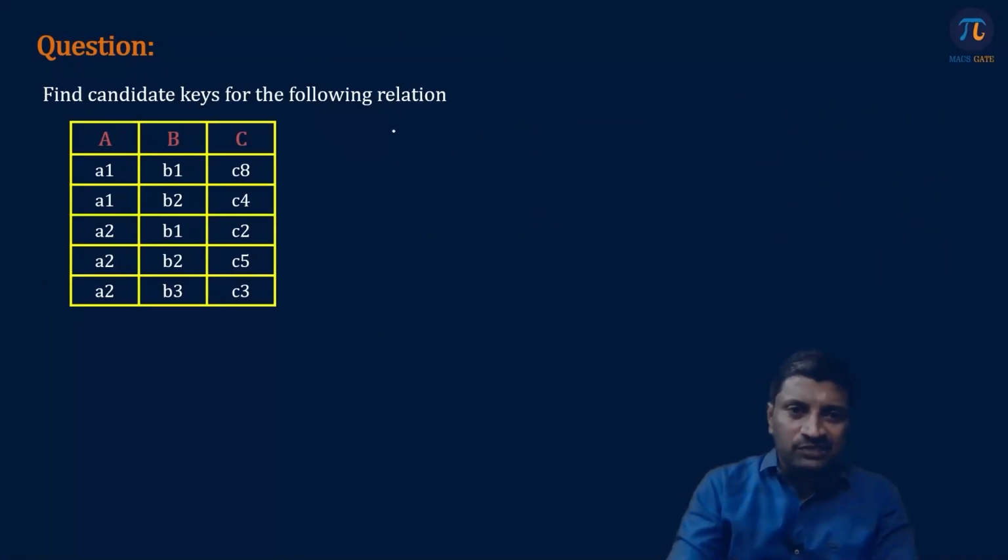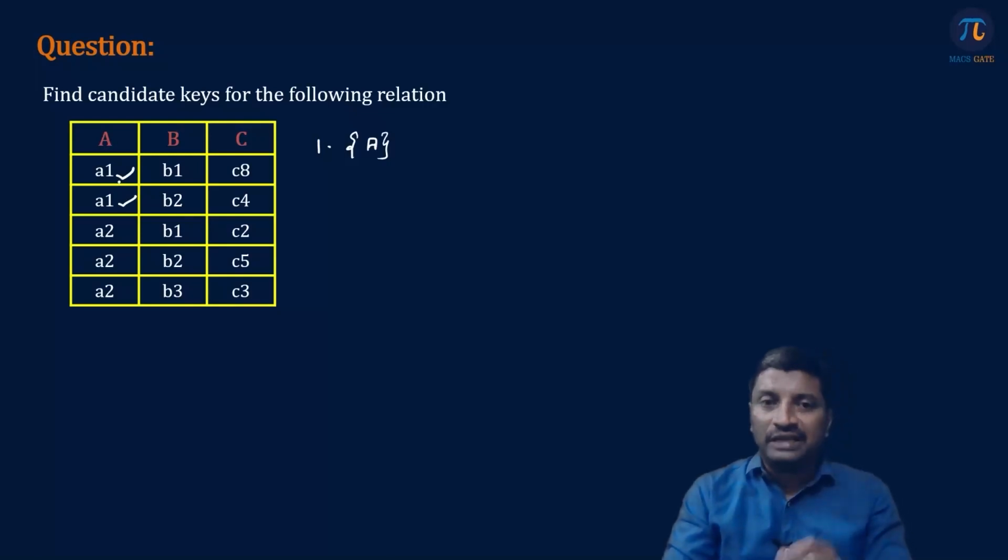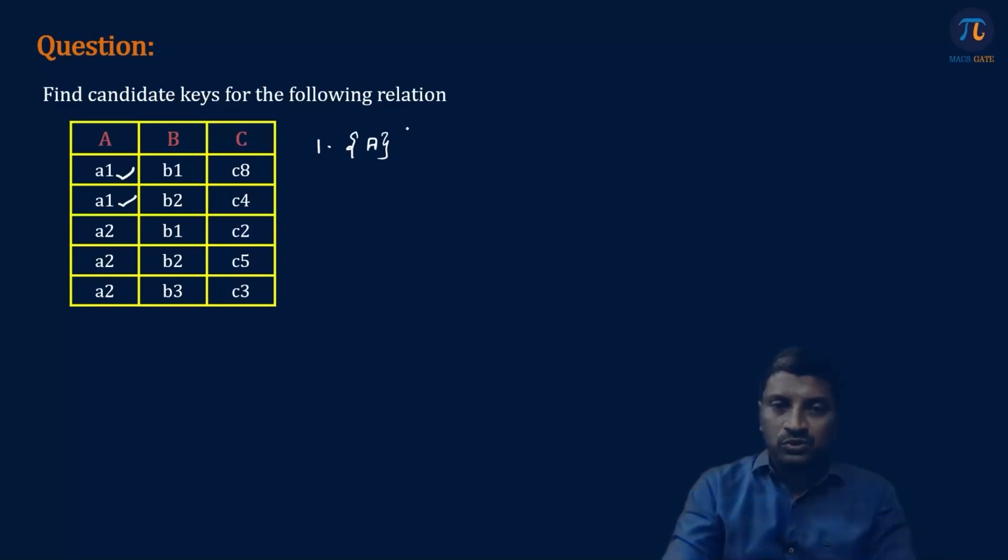Is that clear, sir? So now let us do one more example on finding candidate keys. Find the candidate keys for the following relation. This relation has 3 attributes. Now let us try one by one. What is the first set we need to try, sir? A. Okay. Go to the attribute A. A1, A1. So that means record 1 and record 2 both have the same value for the attribute A. So the attribute A is not able to differentiate record 1 and record 2. So this cannot be a candidate key.